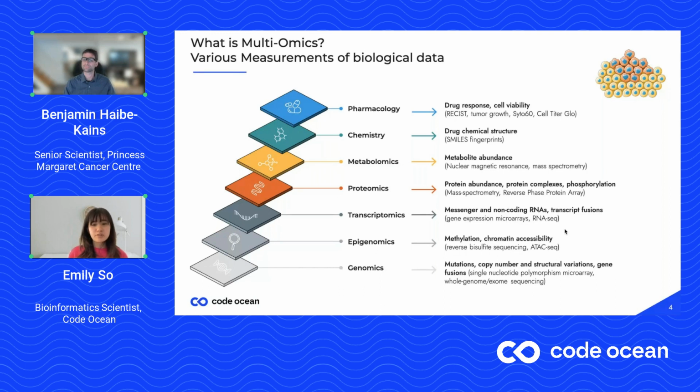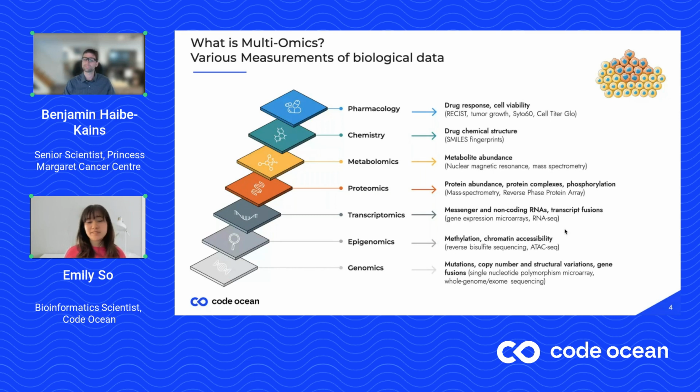We can have genomics, which would be mutations, copy number, and structural variations, or gene fusions. Epigenomics, which would contain information on methylation and chromatin accessibility. Transcriptomics, which contains messenger and non-coding RNA or transcript fusions. Proteomics, which would contain information about protein abundance, complexes, or possible protein-protein interactions. Metabolomics, which is metabolite abundance.